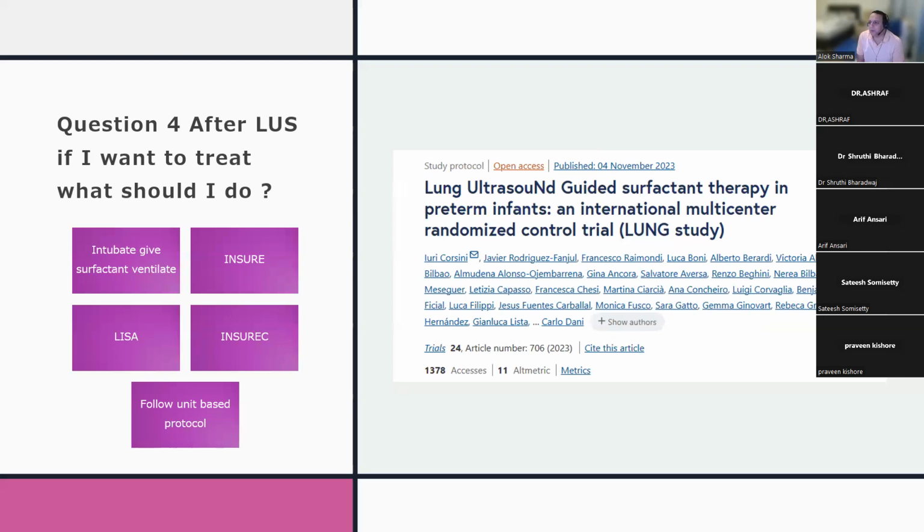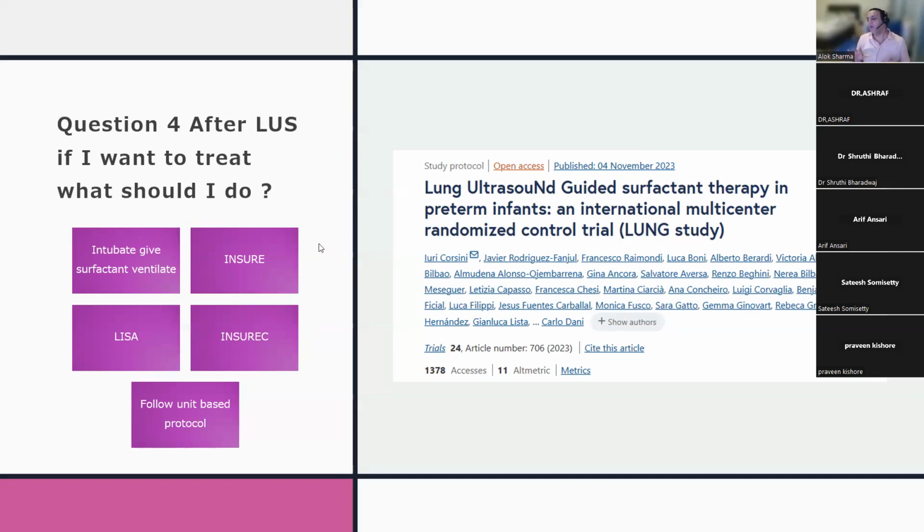Now, one of the big questions that needs research is, after I do a lung ultrasound, and if I get a lung ultrasound score of more than 8, and I can demonstrate subpleural consolidations, and I'm confident that this baby really is surfactant deficient and needs surfactant treatment, what am I going to do? Do I intubate, give surfactant, ventilate? Do I do INSURE? Do I do LISA? Do I do INSURE recruit? And does lung ultrasound give me any information that would help me differentiate what approach I'm going to take in terms of surfactant replacement?